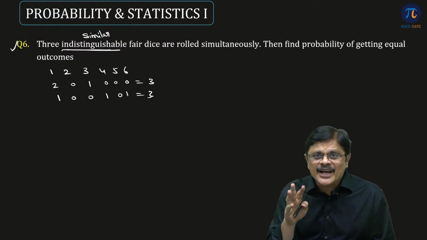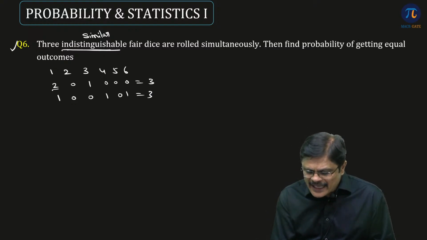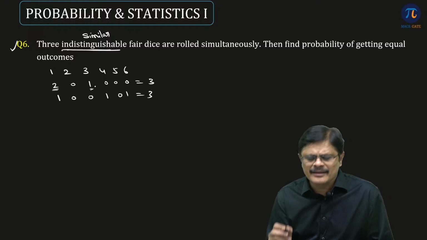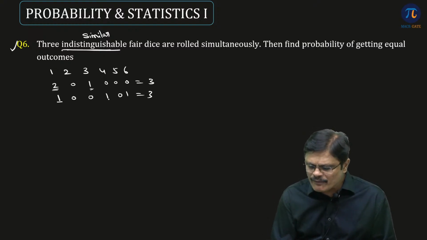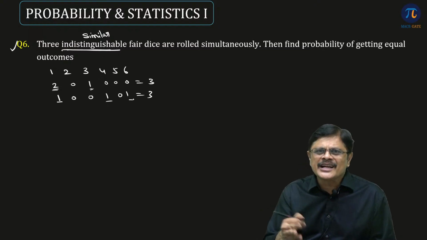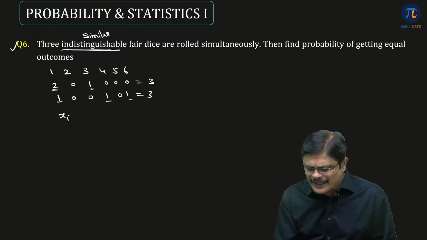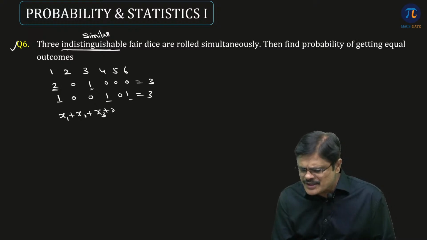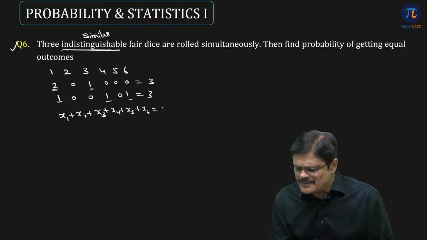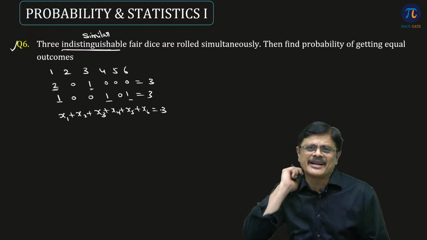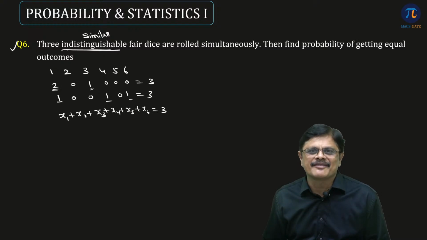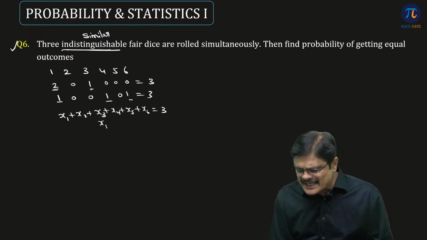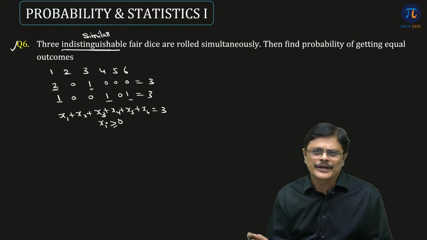That is, 3 dice are rolled. The outcomes you may get are like 2 1s and 1 3. Or you may get 1 1, 1 4, 1 6. These are the different possibilities. That is, you may get 1 x1 times, 2 x2 times, 3 x3 times, 4 x4 times, 5 x5 times, and 6 x6 times, so that sum is equal to 3, my dear friends. Where each xi can be 0 or more times.